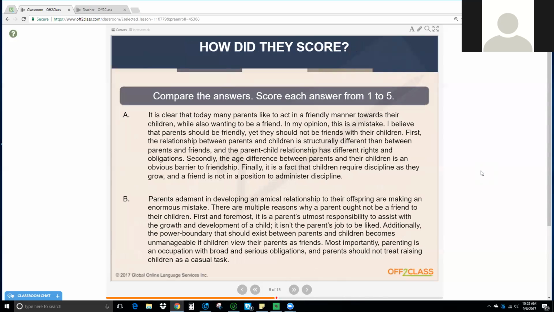So here we go. It says score each answer from 1 to 5. I'm not going to read those again because I'd be reading what I just read. I'd like you to pause the video and look through these and assign each of these a score between 1 and 5. I've given you a little bit of a clue on this, but for the most part, just read it and assign it based on how you feel they did. And then I'll see you on the next slide.